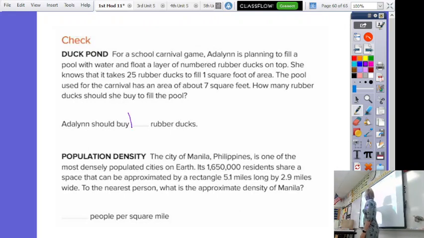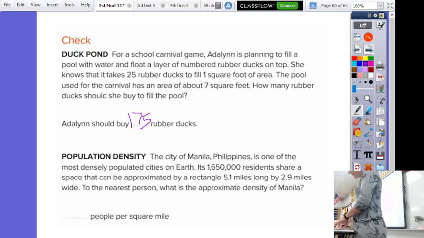Population density, on the other hand: Manila in the Philippines is one of the most densely populated cities on Earth. Approximately 1 million residents share a space that can be approximated by a rectangle only, think about this, 5.1 miles long by 2.9 miles wide. People run 5 miles. So it's not that big, right? And there are over 1.5 million people. To the nearest person, what is the population density of Manila?